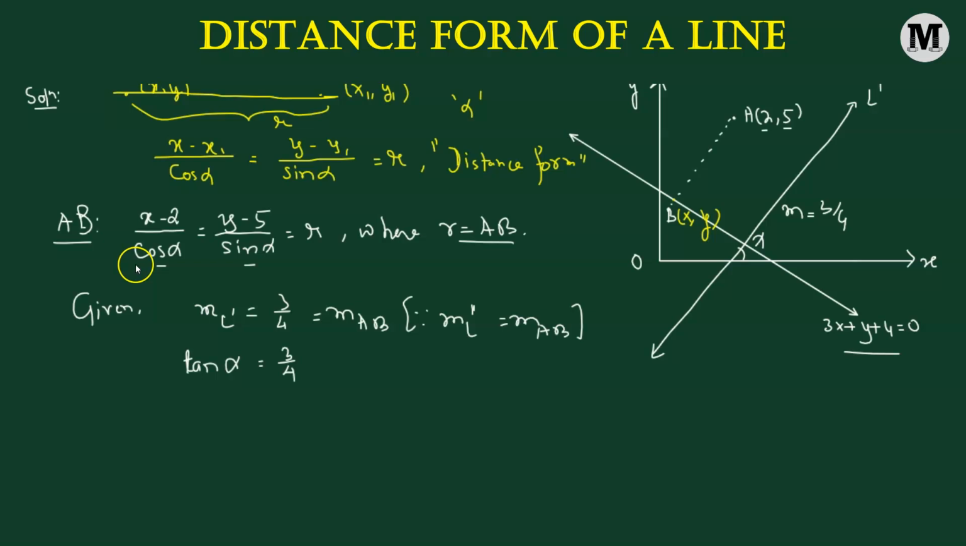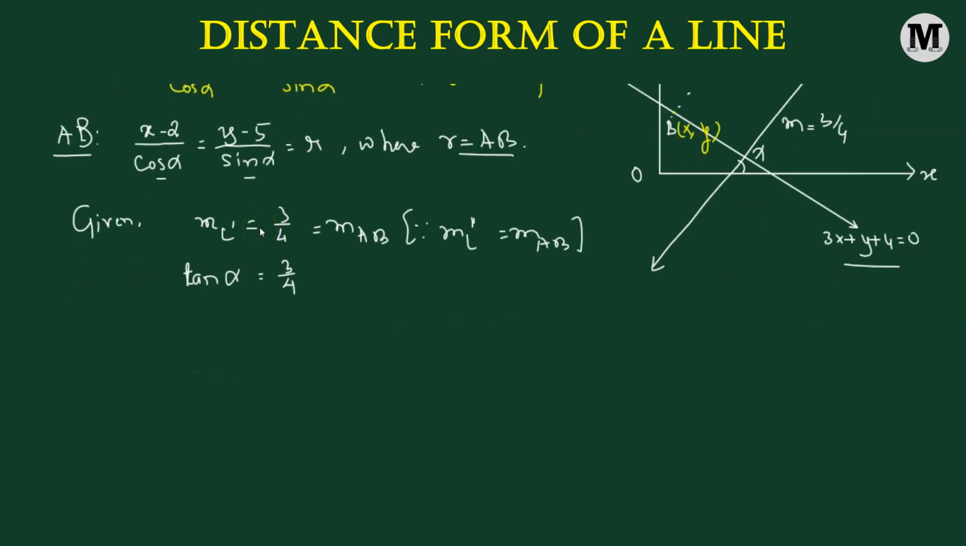We need to find out cosine of alpha and sine of alpha. Okay, so let's try to find out the value of cosine alpha and sine alpha. So for this, let us consider a right angle triangle. So let's say this is the triangle ABC, which is right angled at angle B. Angle C, that is the acute angle alpha.